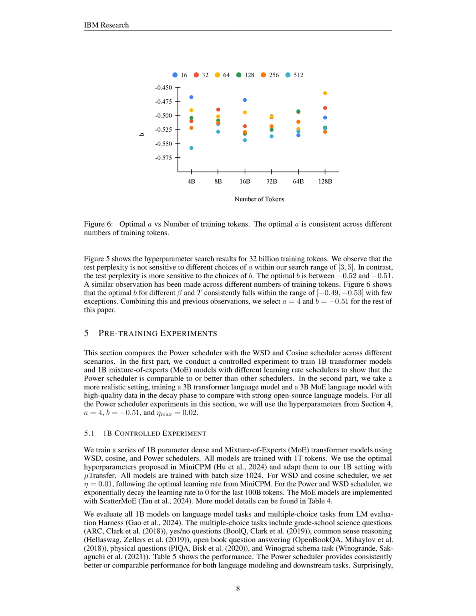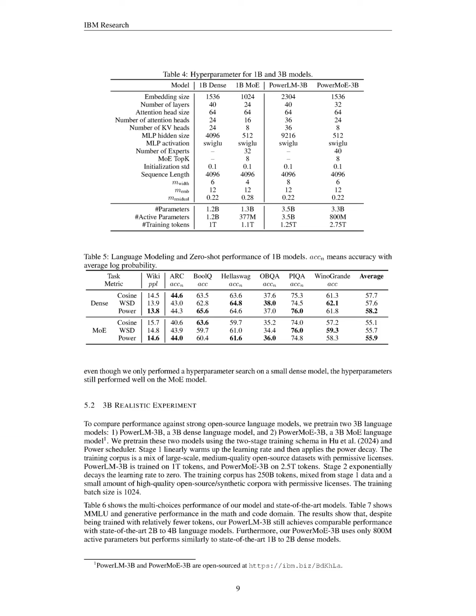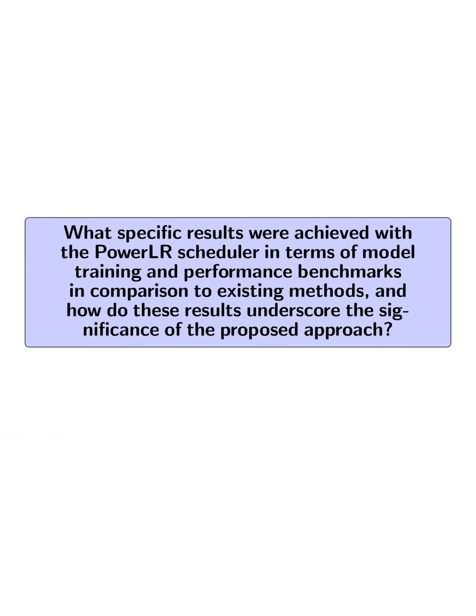The metrics used to demonstrate performance included test perplexity and multi-choice task accuracy, showing that the Power LR scheduler provided consistently better or comparable performance across both experimental setups. The results indicated that even with fewer training tokens, the Power LR scheduler achieved performance on par with state-of-the-art models, validating its effectiveness.